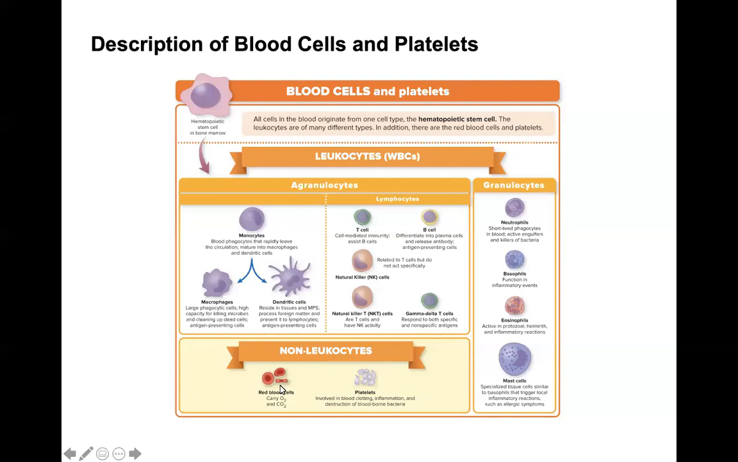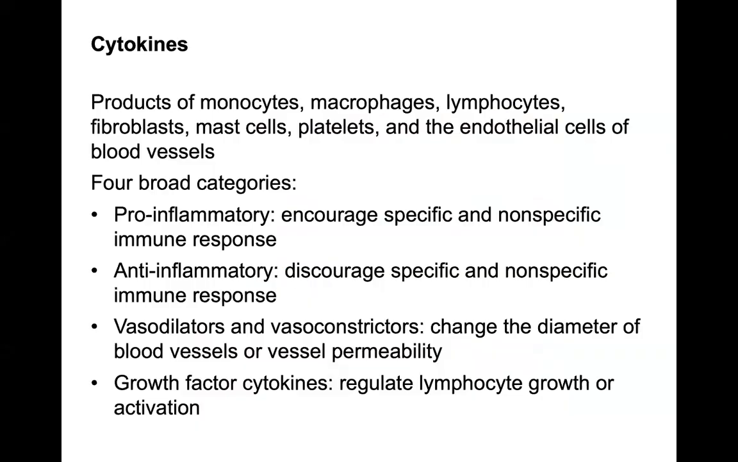And then not to discredit the importance of the other blood cells that we find in blood, red blood cells and platelets. We just don't care about these two in microbiology. So cytokines, these are products of monocytes, which will form either macrophages or dendritic cells. Macrophages, lymphocytes, fibroblasts, mast cells, platelets, and endothelial cells of blood vessels.